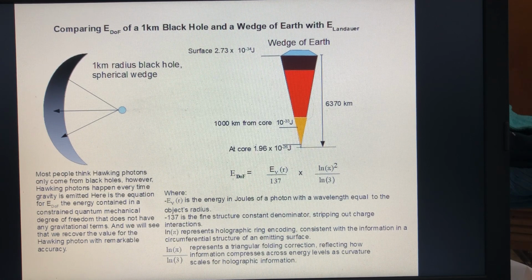137 is the fine structure constant denominator, stripping out charge interactions. We wanted to find out just the raw energy. We aren't interested in photonic charge. We're interested only in raw information energy. That's why we use that 137. We use the natural log of pi, which represents the holographic ring encoding. Notice that pi is a ring, and it actually represents ring emission.